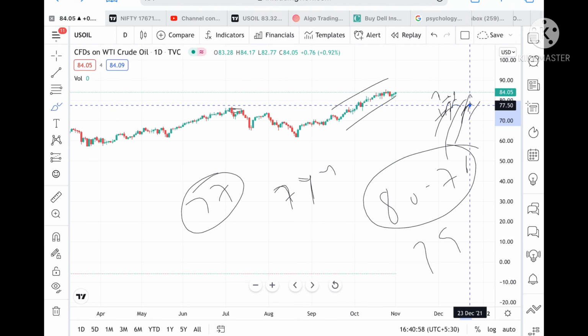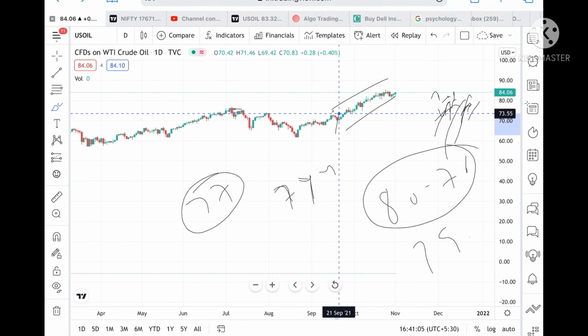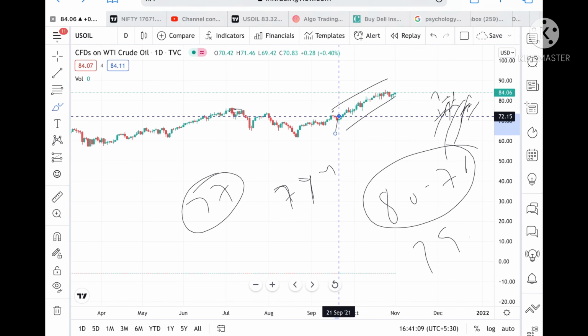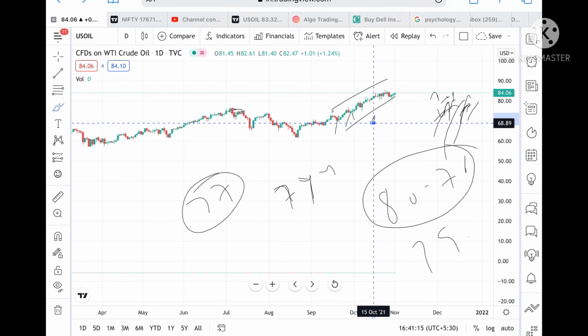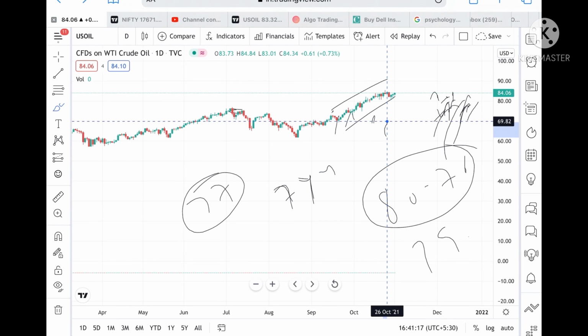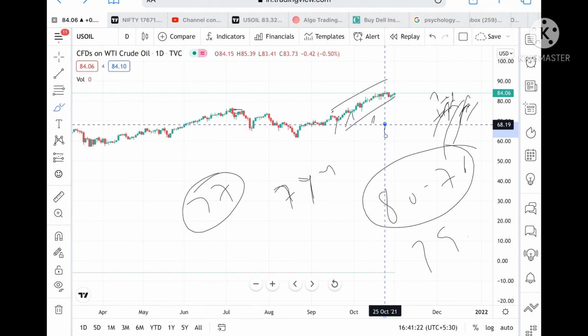Okay, now suppose if the price goes below 77, then we can see it can go and touch 24 also, and from there we can see it can go and touch a level of 72.15. Or if the price goes more below this level, then we can see it can go and touch a level of 70.15. Or if the price goes more below this level, then we can see it can go and touch a level of 69.59, and from there we can see it can go and touch a level of 68.19.